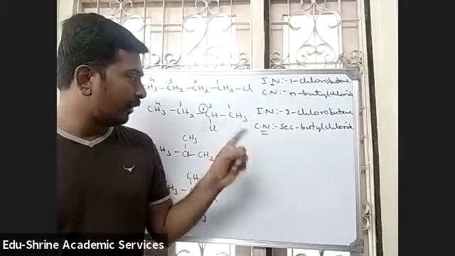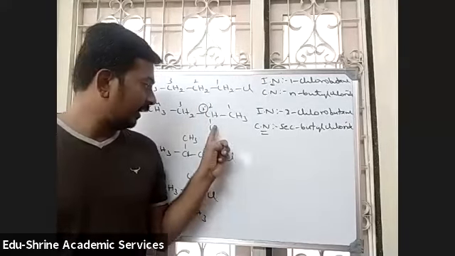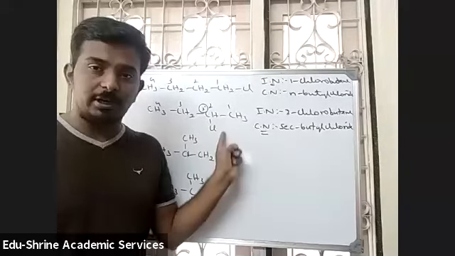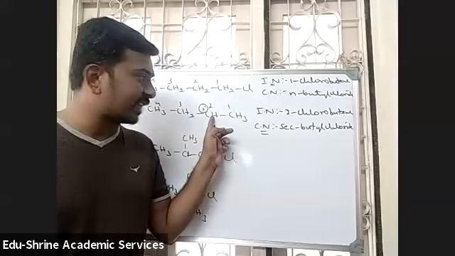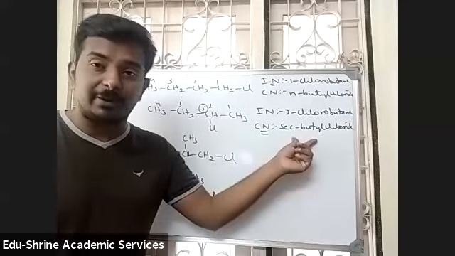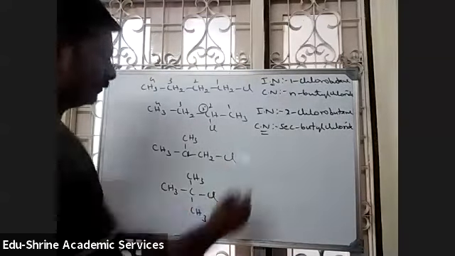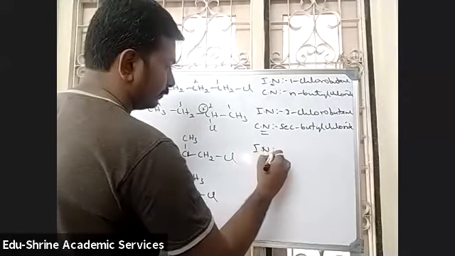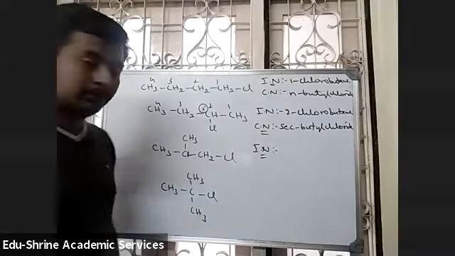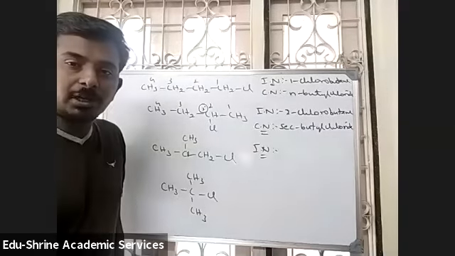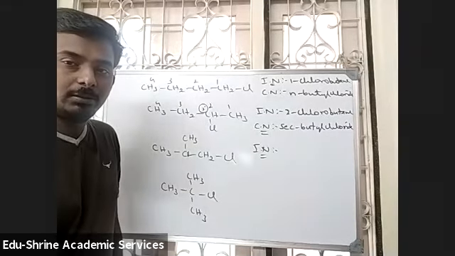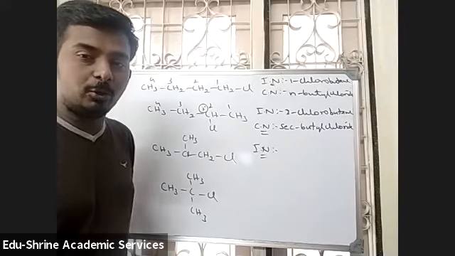You get secondary butyl when any substituent, not only chlorine, it may be any other group, is attached to a secondary carbon atom. Okay? Next one, IUPAC name. Three chlorobutane. 1-chloro-2-methylpropane.